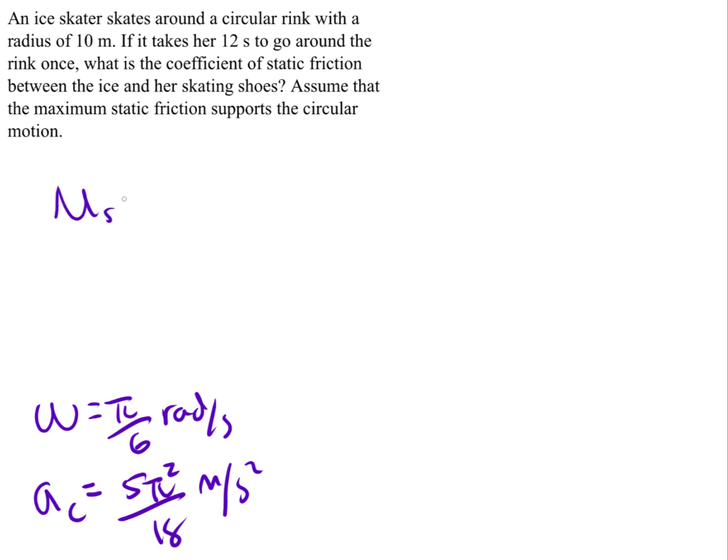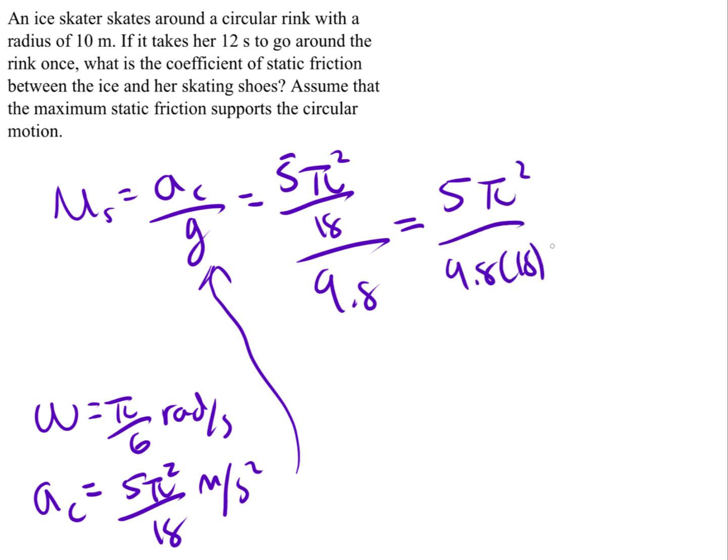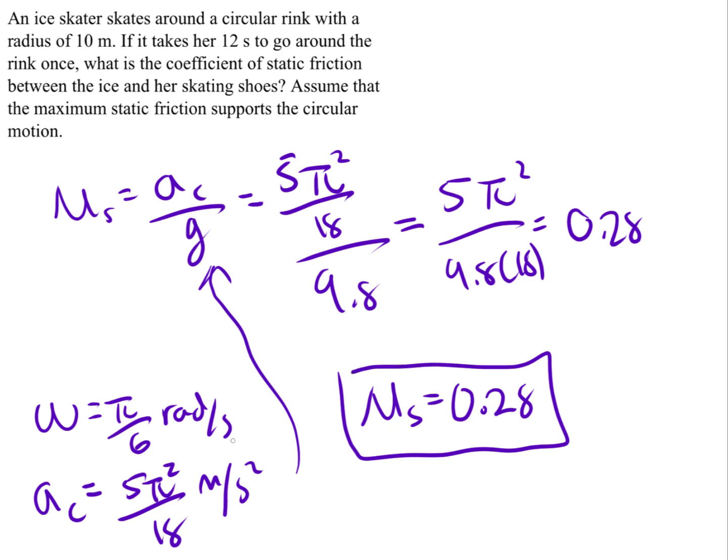So the coefficient of static friction is equal to the centripetal acceleration divided by g, the gravitational acceleration. The centripetal acceleration we calculated earlier was 5 pi squared over 18, all over g, 9.8. This simply becomes 5 pi squared over 9.8 times 18. And simplifying this, you'll get 0.28. So the coefficient of static friction is equal to 0.28. And that is how you would solve this problem.